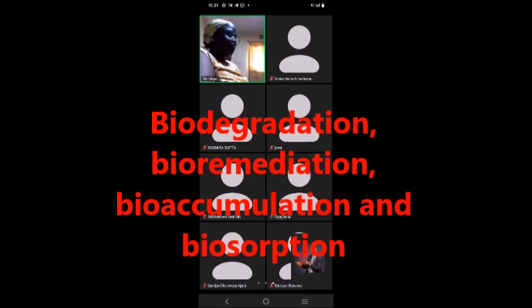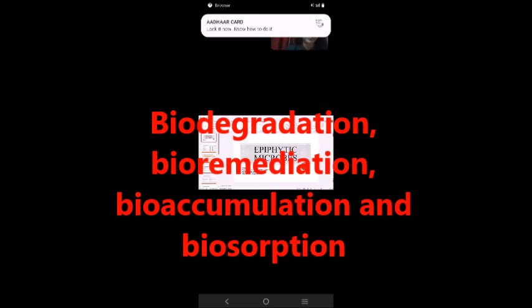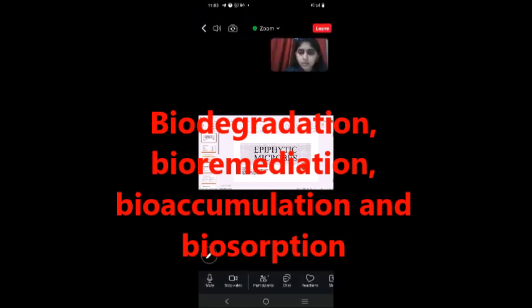So today we shall be exploring bioremediation, biodegradation, bioaccumulation, and biosorption as essential concepts in environmental cleanup. Before I move on to each of these concepts, I would like to unveil the importance of environmental cleanup, which is simply the fact that the health of our planet Earth depends on effective waste management and pollution control.